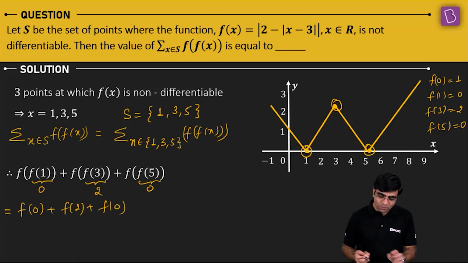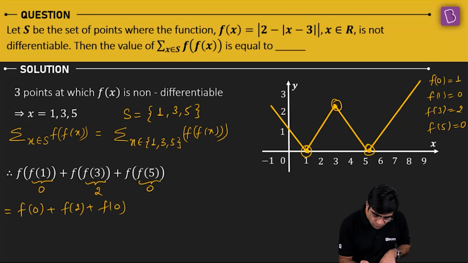F of 0 I have already pointed out. I just need to check f of 2. So what is f of 2? This is nothing but equal to 1. So f of 2 turns out to be 1.